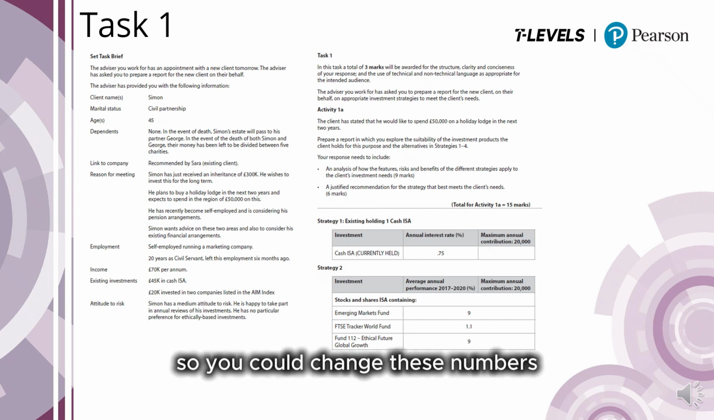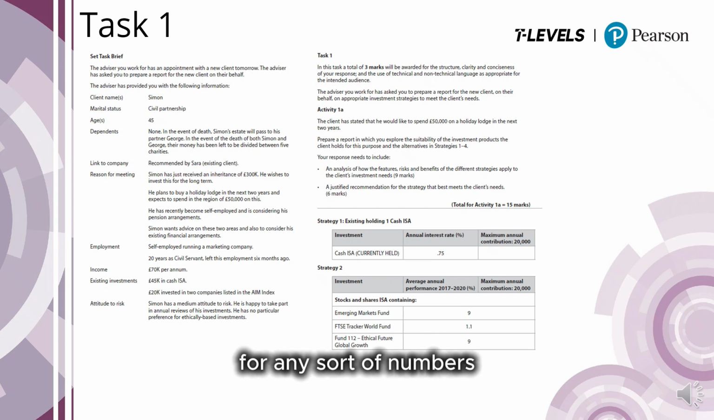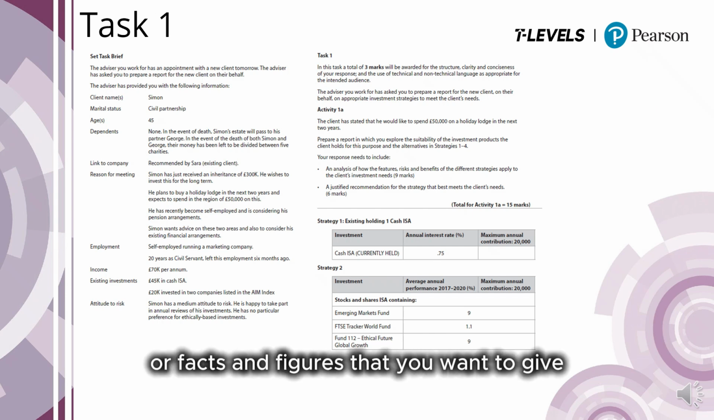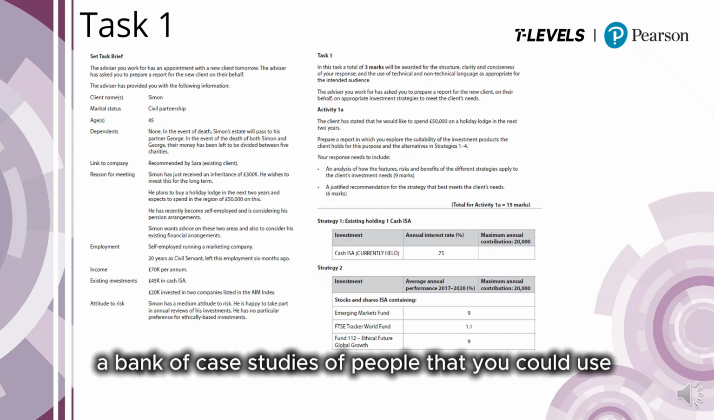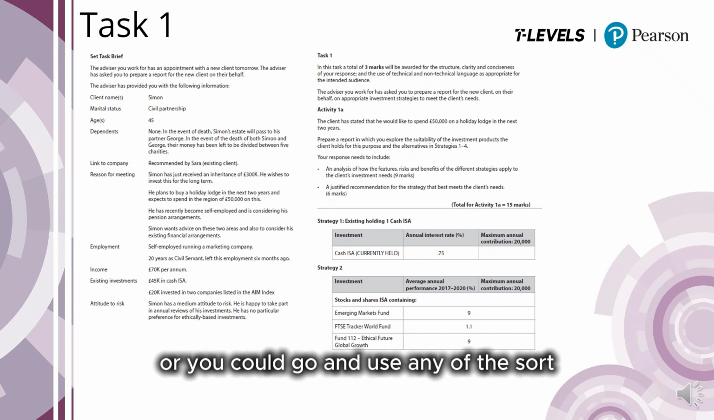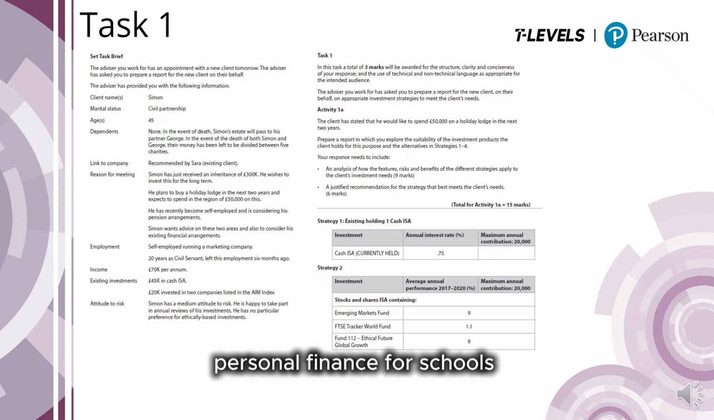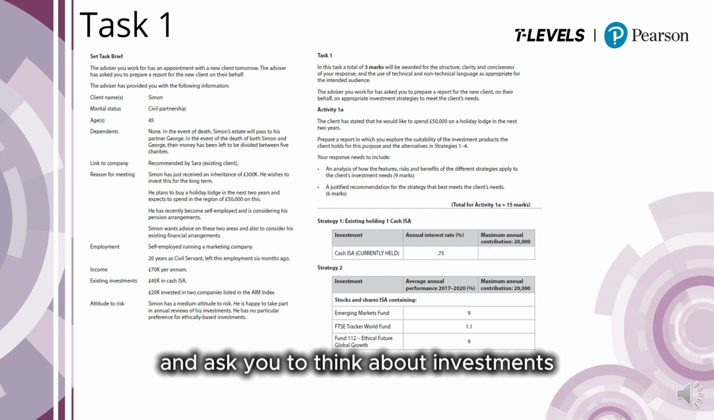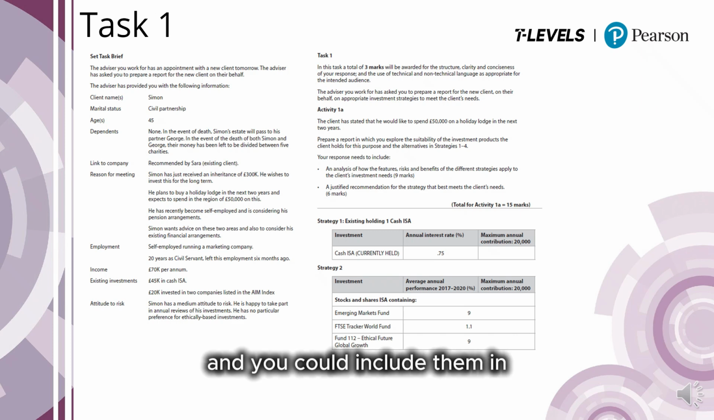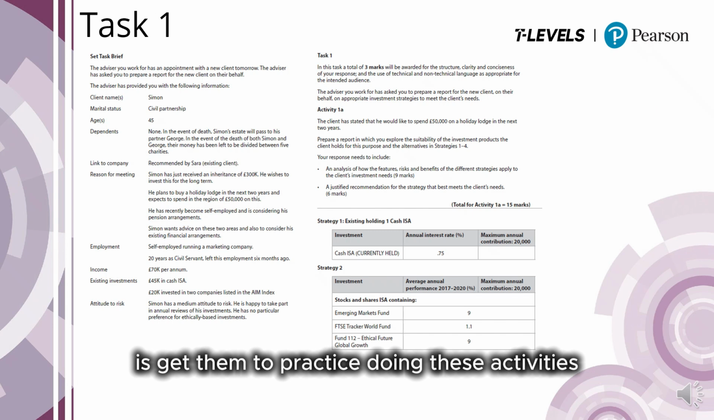So you could change these numbers for any sort of numbers or facts and figures that you want to give. You could build up maybe a bank of case studies of people that you could use, and you could supplement them in, or you could go and use any of the personal finance for schools activities where they give you these sorts of case studies and ask you to think about investments, and you could include them in. And then what you could do is get them to practice doing these activities.